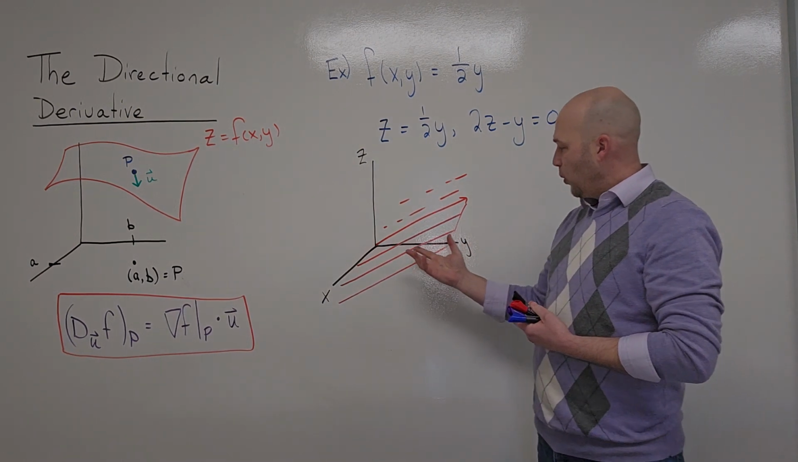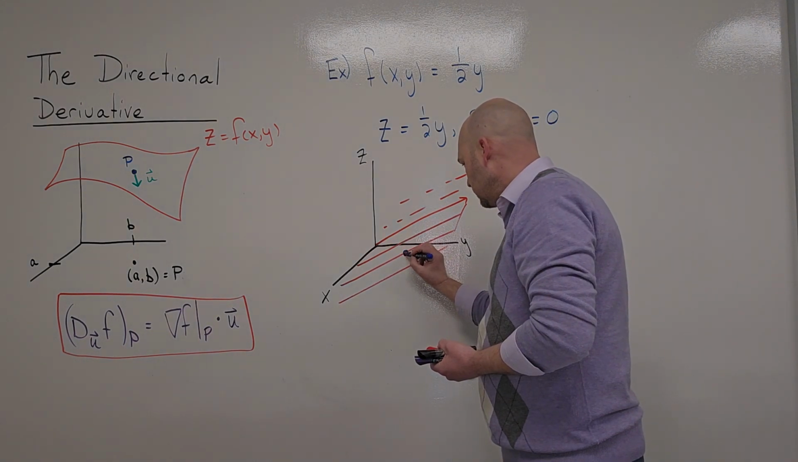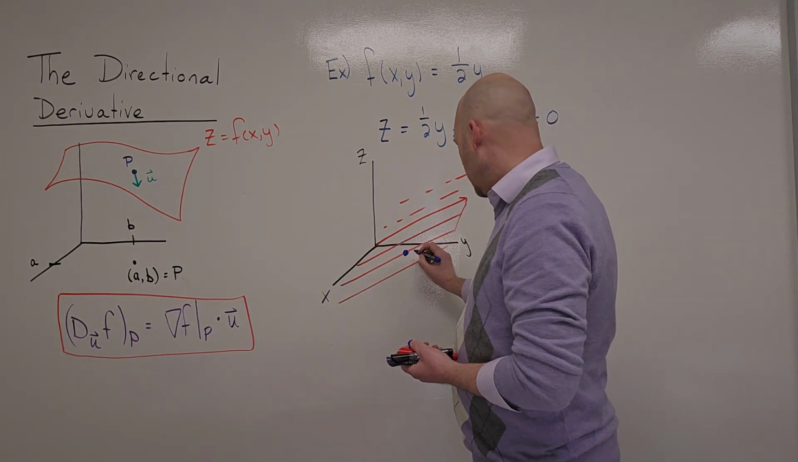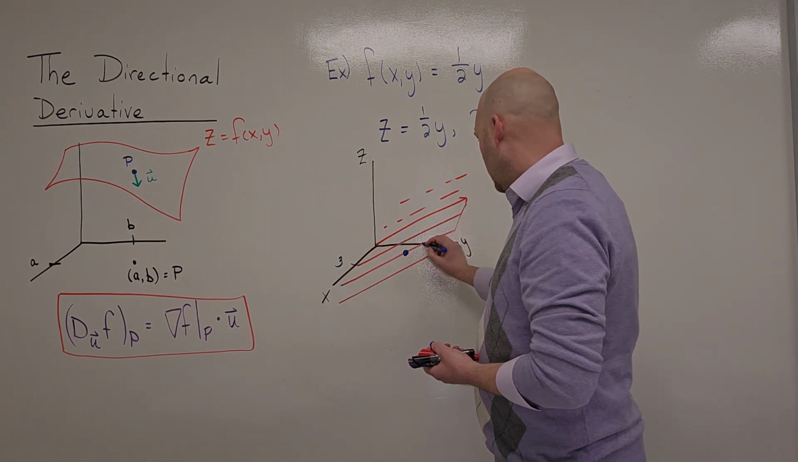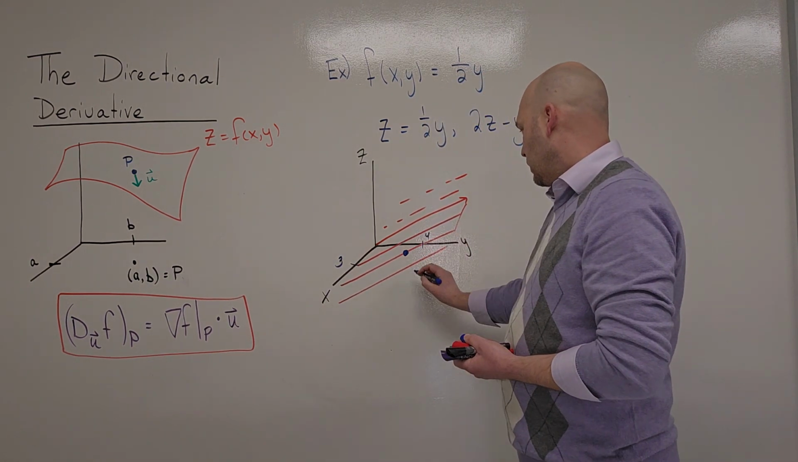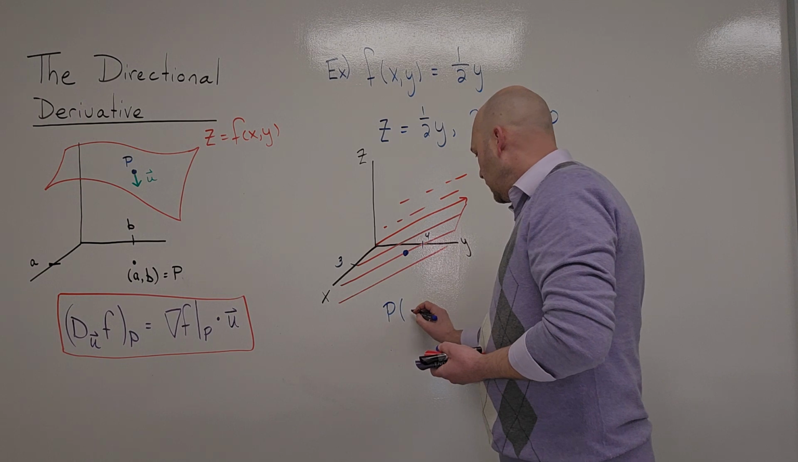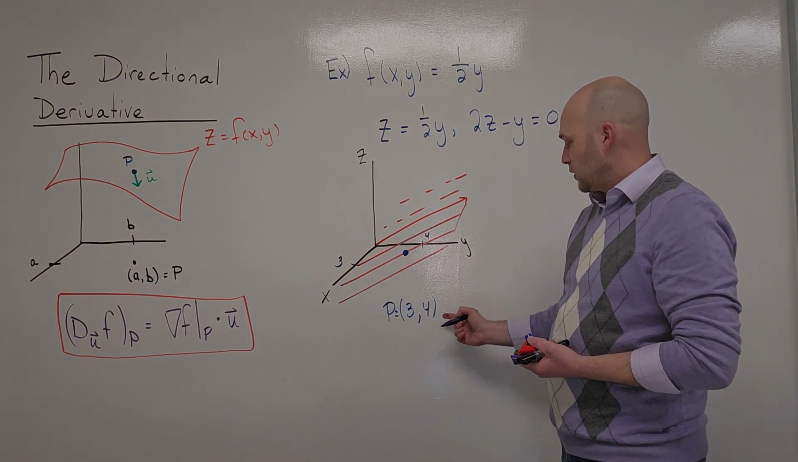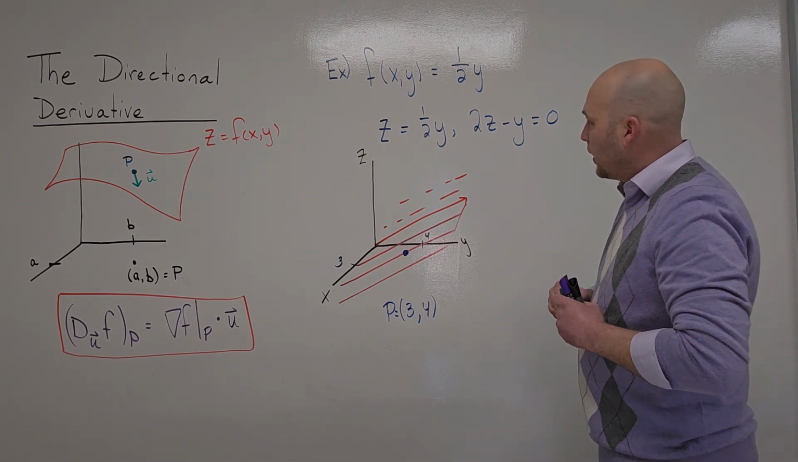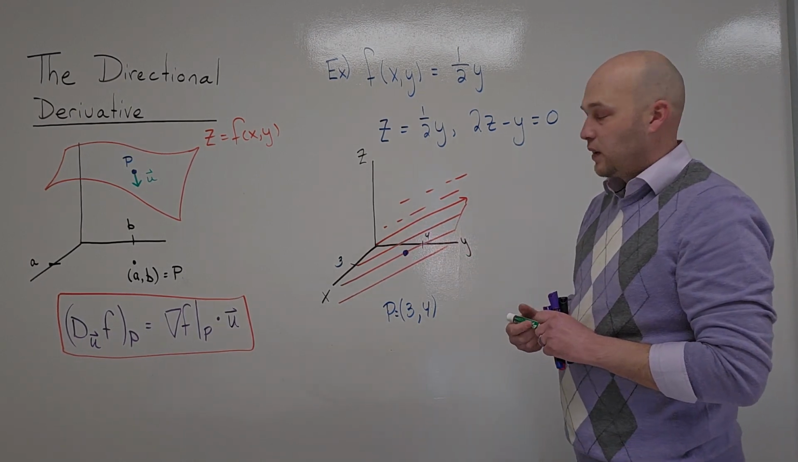What I want to do is pick a point on the surface, let's say this point right here, and let's say that corresponds to the point where x is 3 and y is 4. So I'll write the point P equals 3, 4. Again, that's the point in the xy plane, but it's also a point on the surface if I add the z component to it. Let's compute the directional derivative at that point on that surface in a variety of directions.